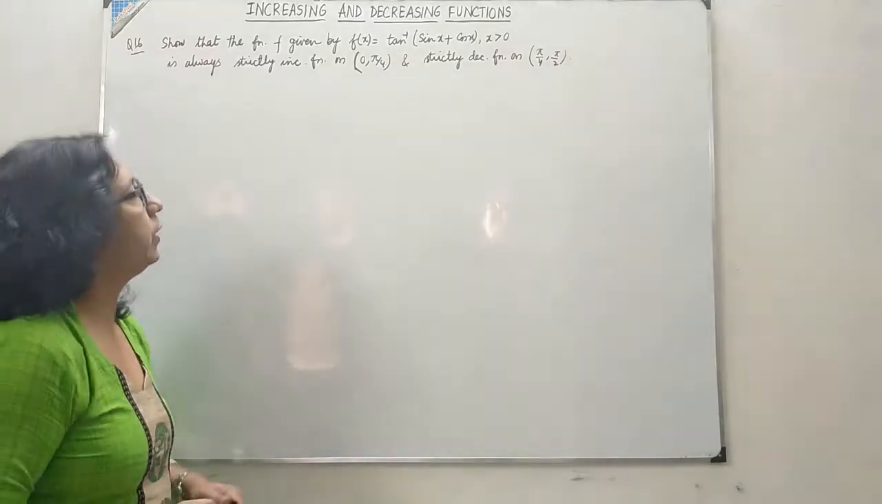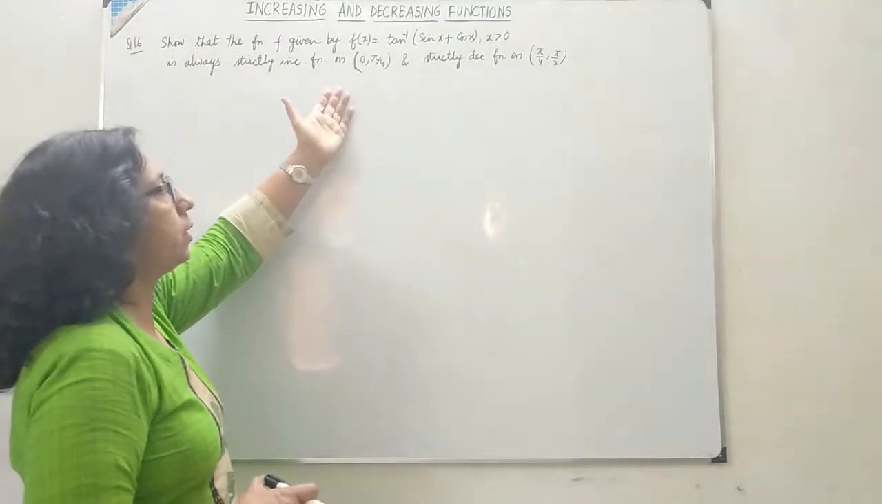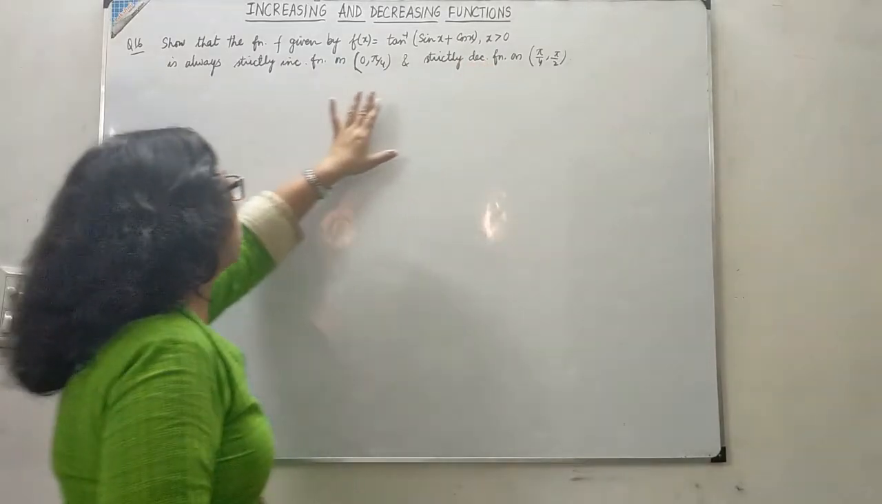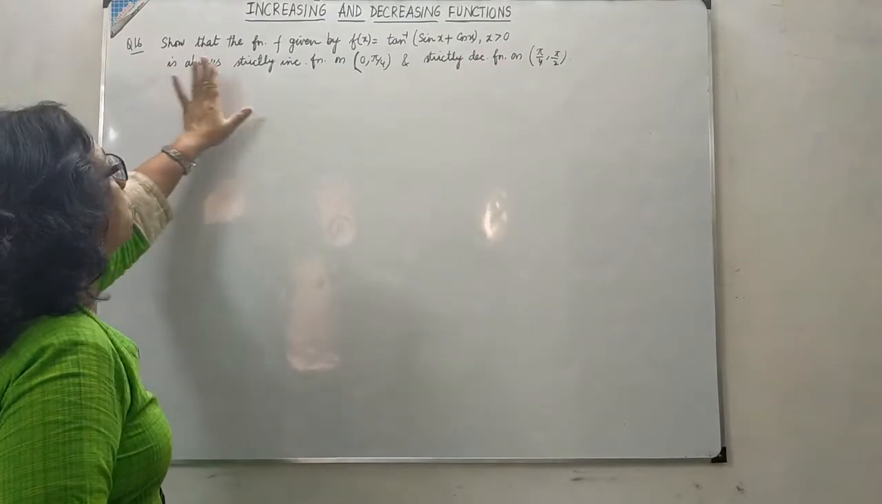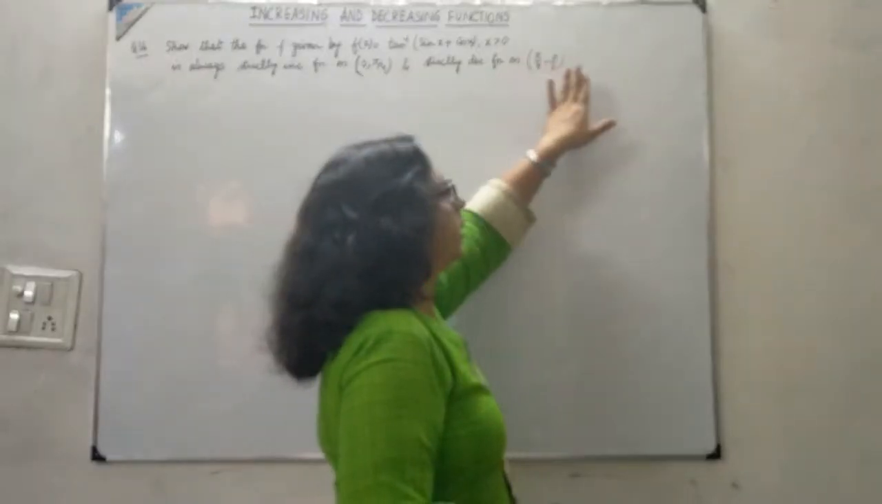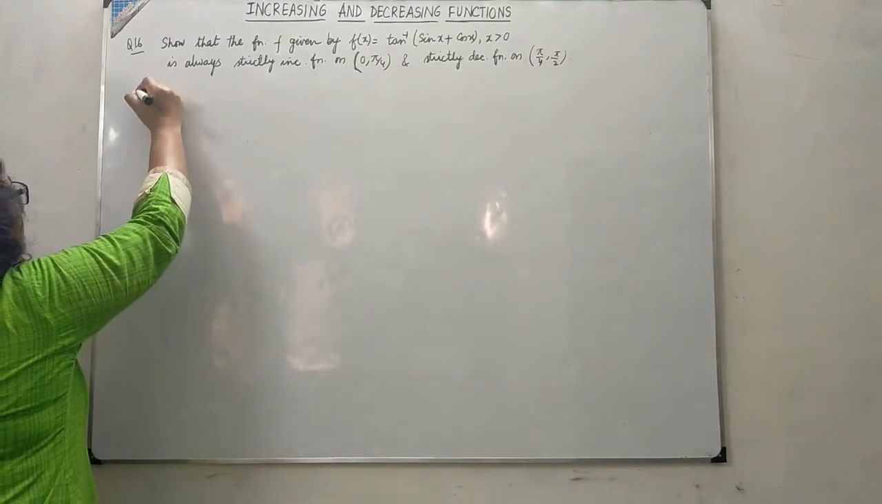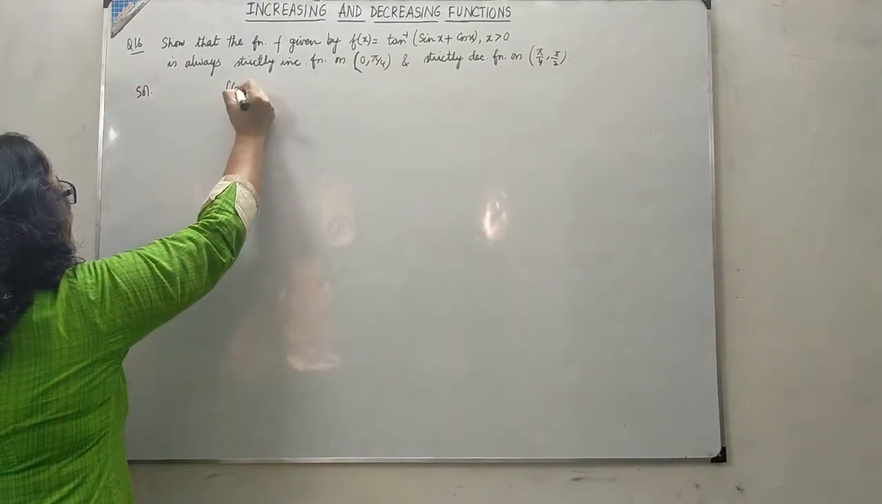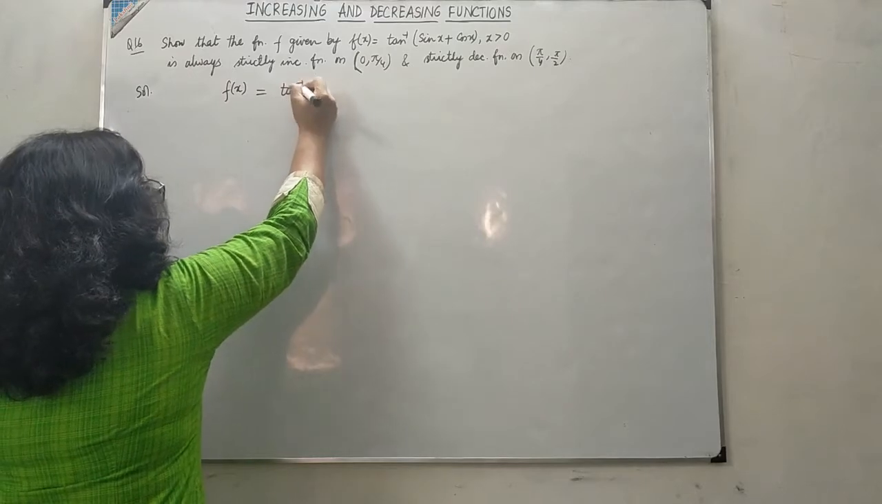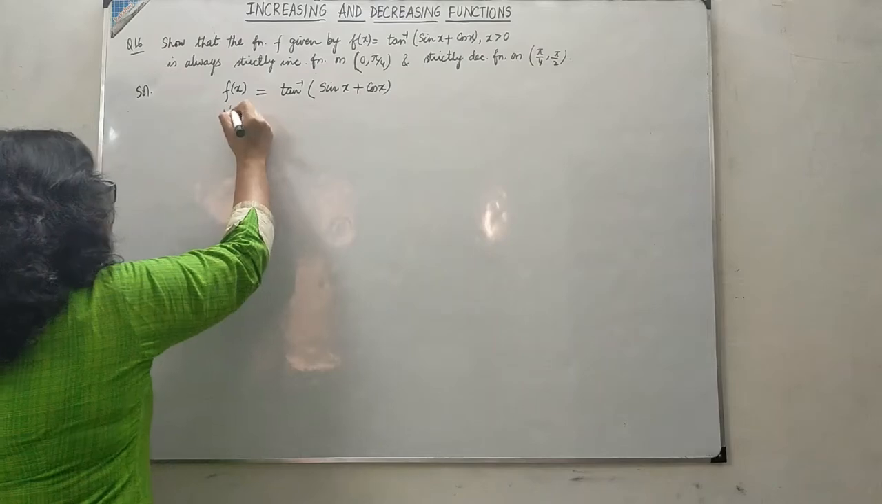In the previous question, we have seen that we were to find the interval for which the function is increasing or decreasing. Now, in this question, show that the function f(x) given by tan inverse (sin x plus cos x), when x is positive, is always strictly increasing on the interval 0 to pi by 4 and strictly decreasing on pi by 4 to pi by 2. We will proceed like this. We will take first the derivative of the function, f dash x.